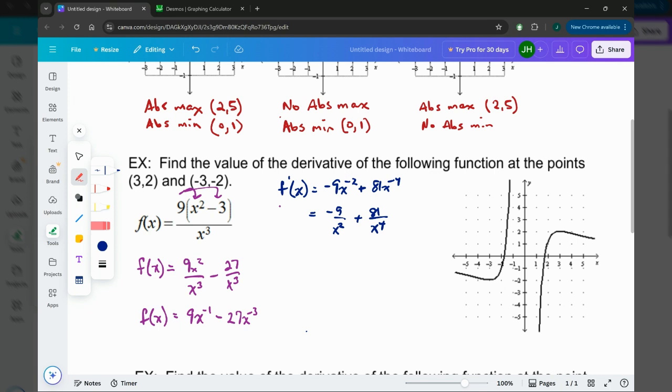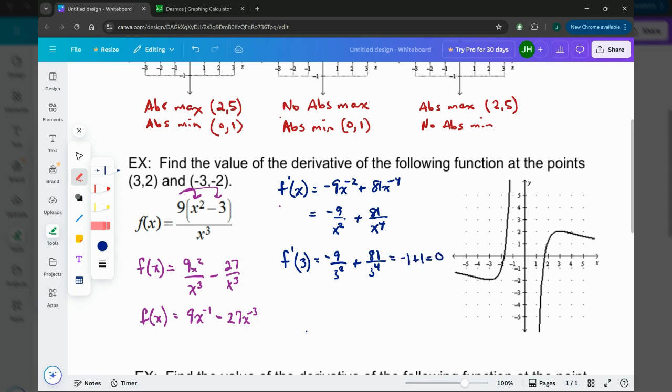And what I wanted you to do was figure out, well, what's the derivative value at 3? Well, this would be negative 9 over 3 squared, which is negative 1. And this would be 81 over 3 to the 4th, which is also 1. This would be negative 1 plus 1.